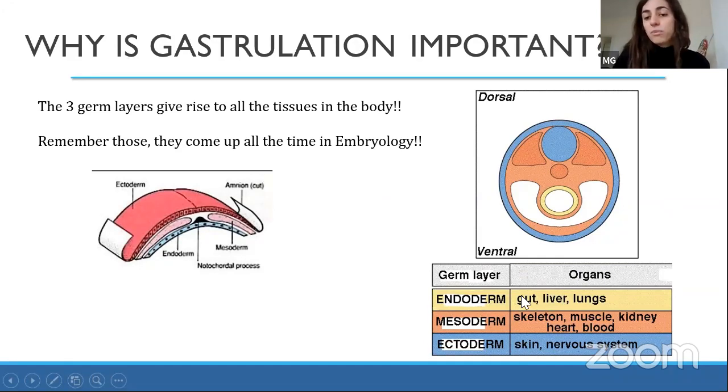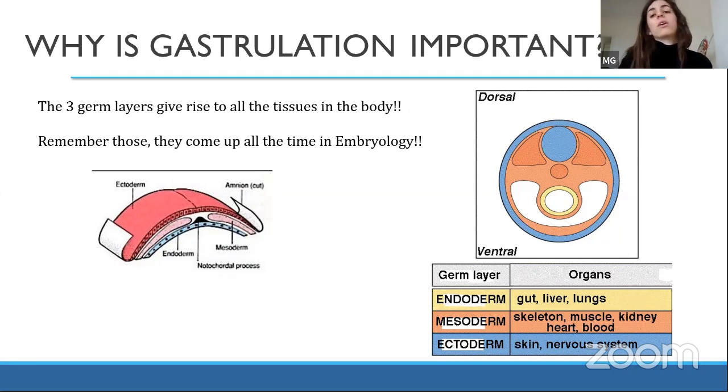So the endoderm will give the gut, the liver, and the lungs. The mesoderm will give essentially lots of things in the middle: the skeleton, the muscles, the kidneys, the heart, the blood. And the ectoderm will give the skin and the nervous system.